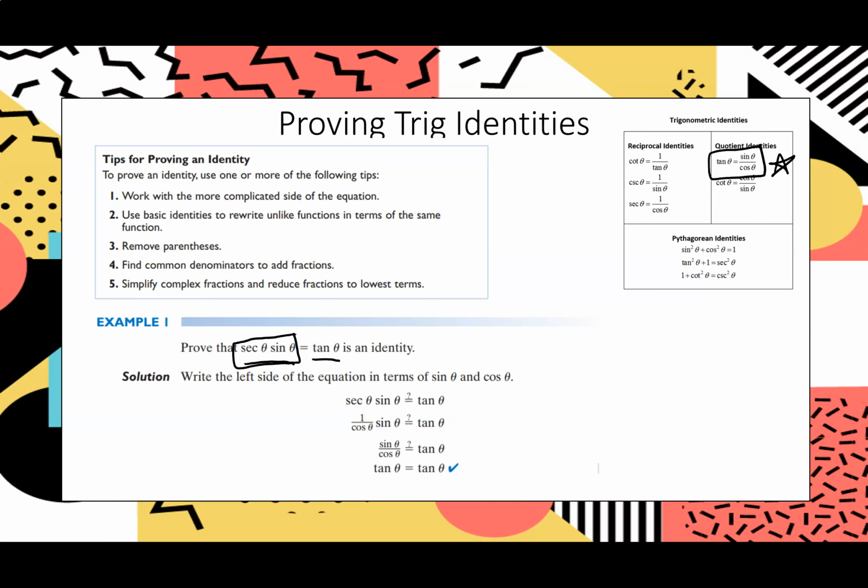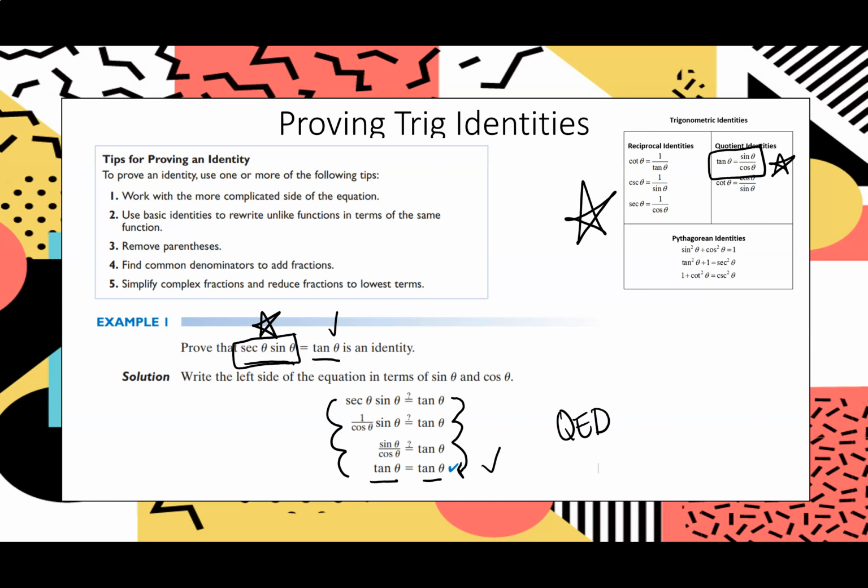So I started with this thing right here, and I manipulated it using these rules, and I got tangent theta. Well, I was trying to prove that it was tangent theta, and I just kept rewriting that on the right side every time. And because we have a match, we put a check, right? We could even say QED.